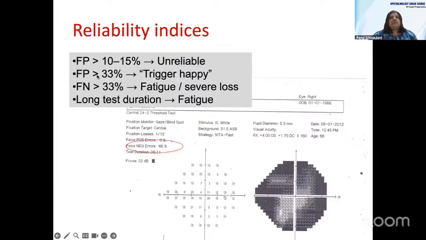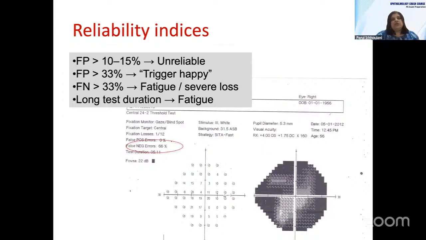Remember, false positives over 10 to 15% are unreliable. False positives over 33% actually imply a very trigger-happy patient. You need to tell them when to press and when not to press. False negatives over 33% are flagged as double X, and they ultimately suggest fatigue and severe loss.